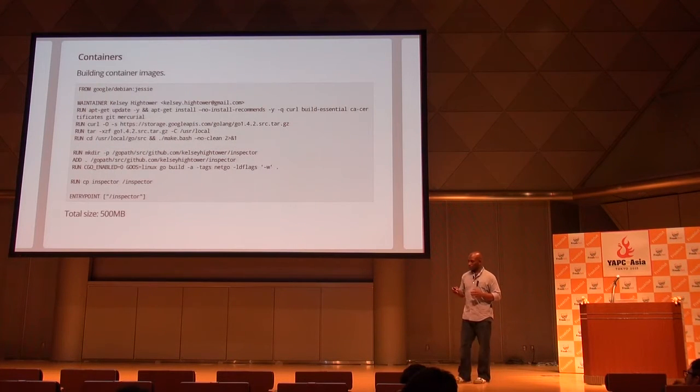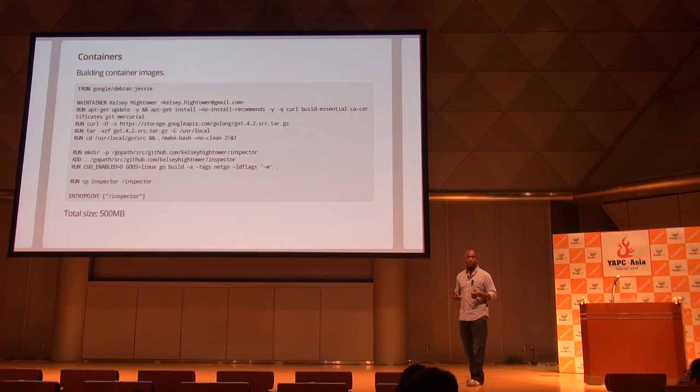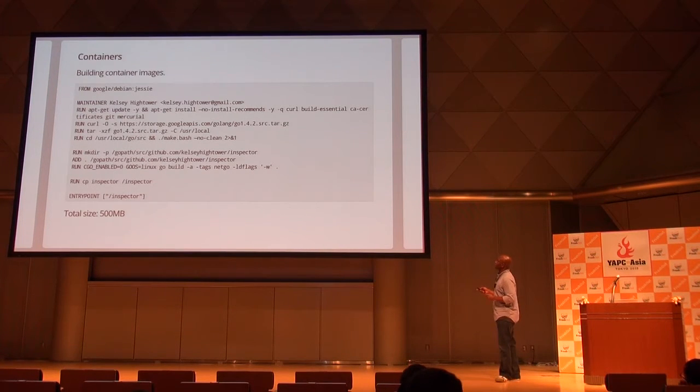Now, when most people build a container, their containers are pretty big, right? People are building containers that are 500 megs. I've seen some 2 gigabytes. And the reason for this is most people start from a full operating system, right? So this is a Docker build file, so let's call it a Dockerfile. And what I'm doing here is I'm starting from Debian Jessie. I'm downloading the source code for Golang and all of the dependencies to build that source code. I'm compiling Golang from source, and then I'm just going to copy my application in once it's built.